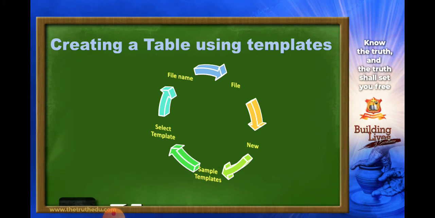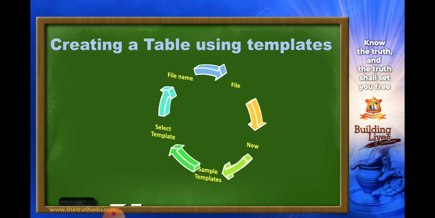Now earlier, if you remember, we were learning about creating a blank database where we were starting from scratch. Here we will be using the ready-made templates to create a file. Now how can we do that? The first step is we will click on the file tab which is on the top in the menu bar. Next we will click on the new option. Then we will select the sample template category.